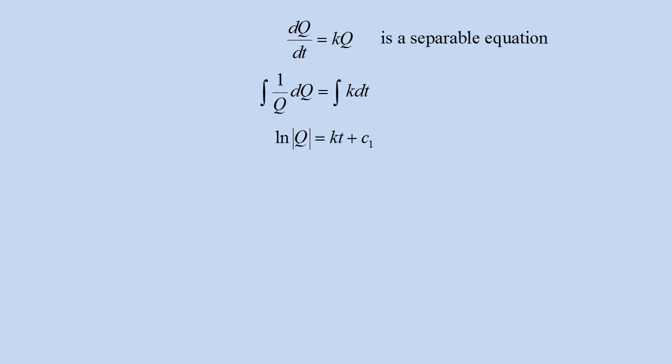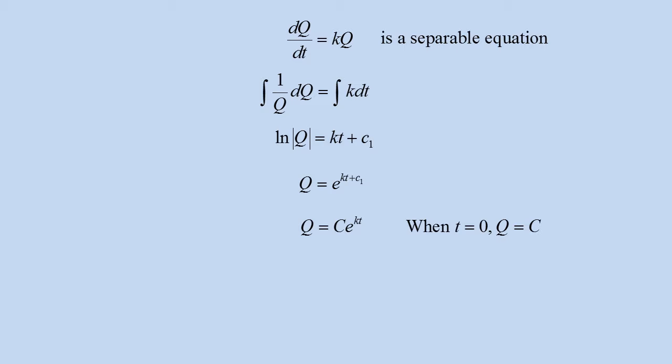We can solve for the Q by doing the natural exponential of both sides. We can rewrite e to the kt plus c as e to the c times e to the kt, and then take e to the c and call it just a constant. So this would be our solution to the differential equation.